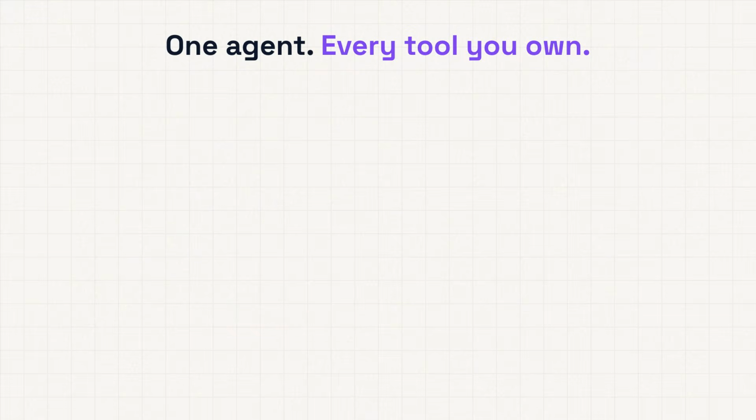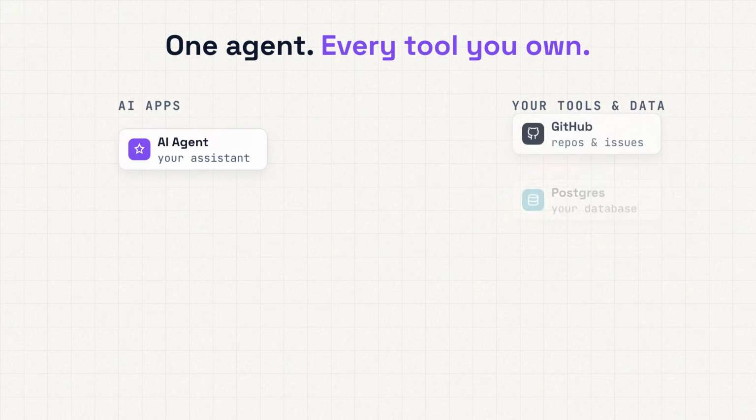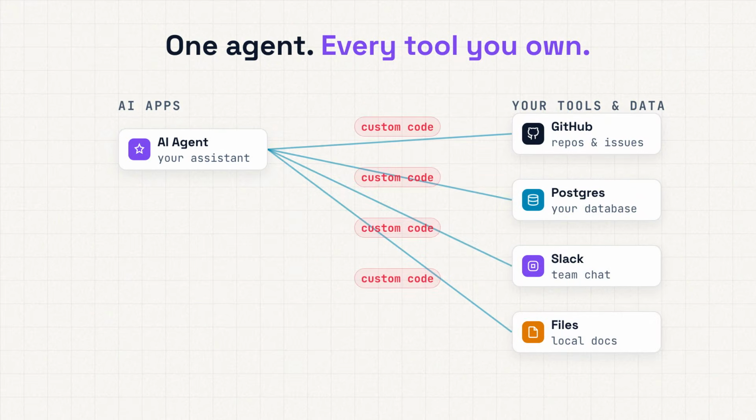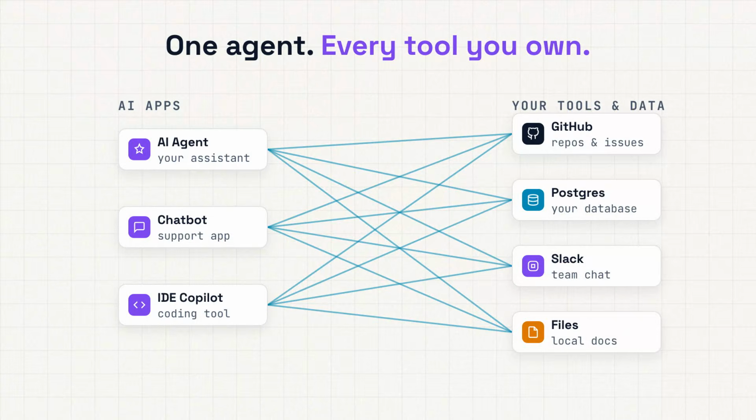Your AI agent is brilliant, but on its own, it can't touch a single one of your tools. So you wire it up. You want it to read your GitHub, query your database, post to Slack, open your files. Each one needs its own custom integration, different code, different rules every single time. Now add a second app and a third.